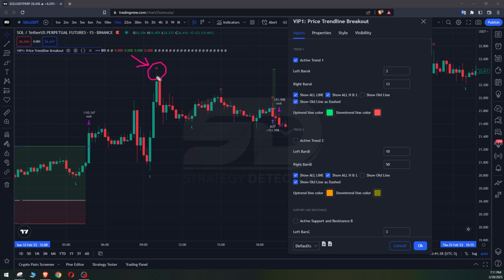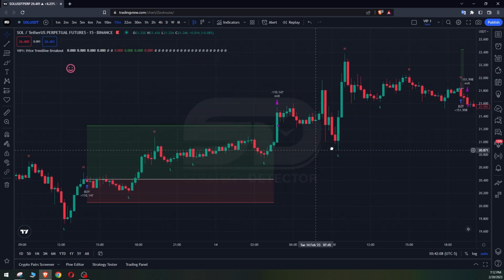This part must be higher than its 3 previous candles, and also higher than its next 13 candles. Then we can call this point a high point, and based on this high, we can draw our trend line like this. And when it breaks, we will enter a position. This condition happened in the chart.